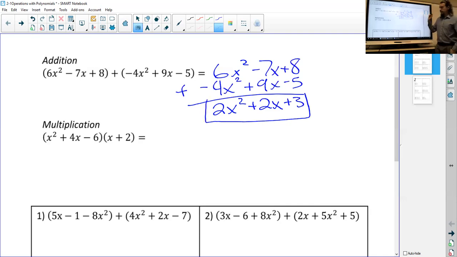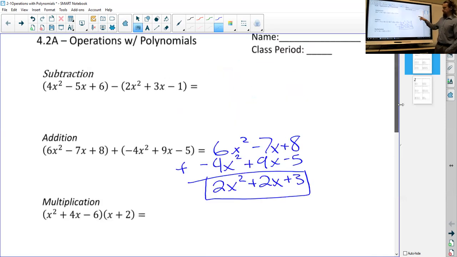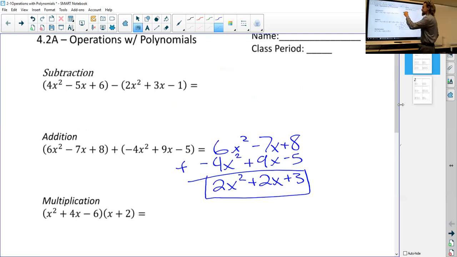Okay, so addition, nice and straightforward. You don't even have to write it all out. You could just do it piece by piece. But this makes it look like you tried really hard. Okay, let's take a look at subtraction.